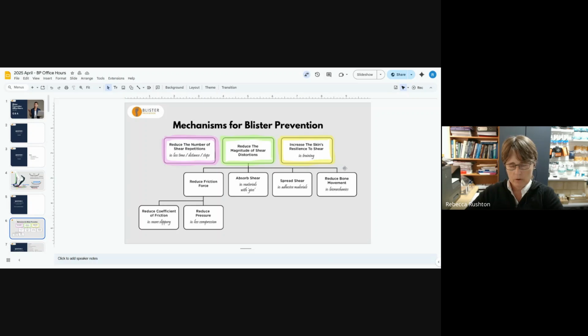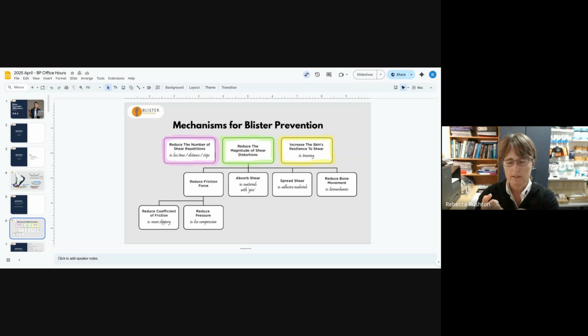So let's start on the far right, reducing bone movement. Bone movement is critical in blister formation. It's bone movement in the presence of high friction force. So let's say that if we're thinking about a metatarsal head, so that's like an arch. If that's a flexible flat foot, so it's high when it's non-weight bearing, but it flattens on weight bearing, what's happening is those metatarsal heads are sliding forward as the forefoot bears weight. And then, of course, they're going to push backwards during propulsion. So we can do something about that bone movement.